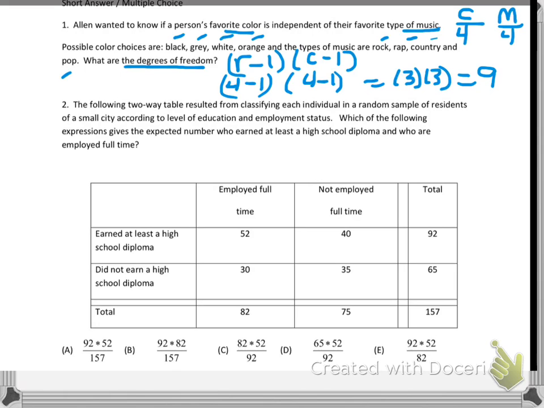And really, don't get caught up in what's a row and what's a column, because remember 4 times 3 is the same thing as 3 times 4.